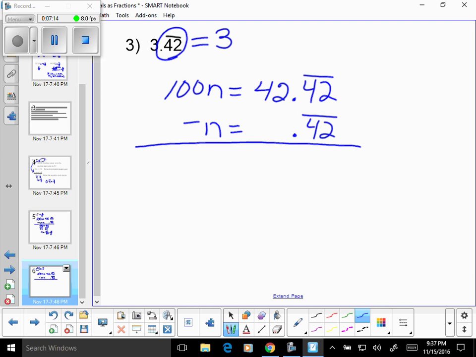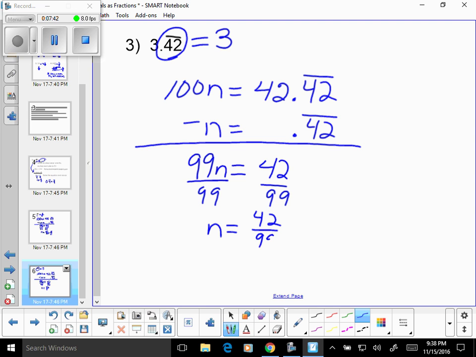By the way, you really don't have to have the repeating in there, so it's up to you if you want to put it in or not. You'll notice in example 1, I didn't put it in there. If it's easier for you to think of it as not having to repeat, then don't repeat. 99n will equal 42. And sure enough, I've got another one-step equation. Divide both sides by 99. N will equal 42 over 99.